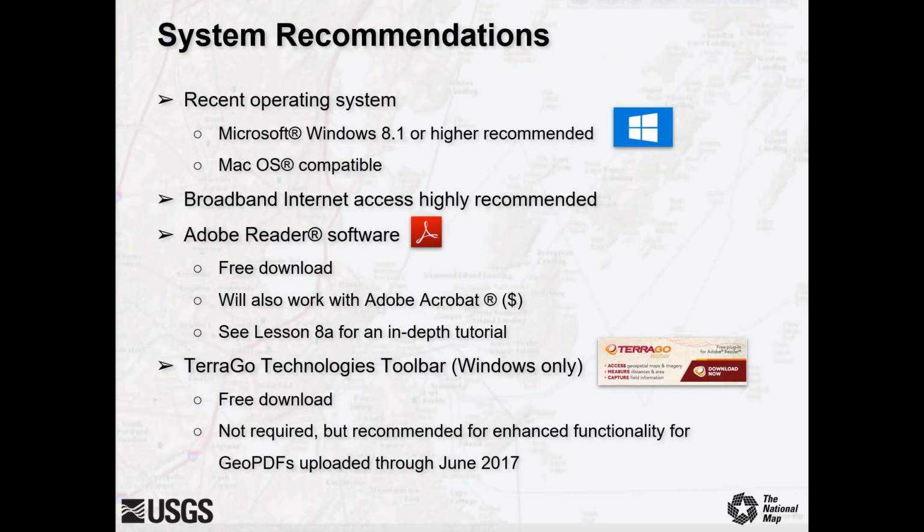In order to access and view US Topo maps, a recent operating system is recommended, as is broadband internet access. Adobe Reader software or an internet browser extension capable of opening PDFs is needed to view PDF files. Files are also compatible with Adobe Acrobat. The TerraGo Technologies toolbar is not required, but does provide enhanced functions for GeoPDF maps published before July of 2017. For geospatial PDFs published since that date, Adobe's Measure tool offers similar functionality. Please see Lesson 8A for an in-depth tutorial.